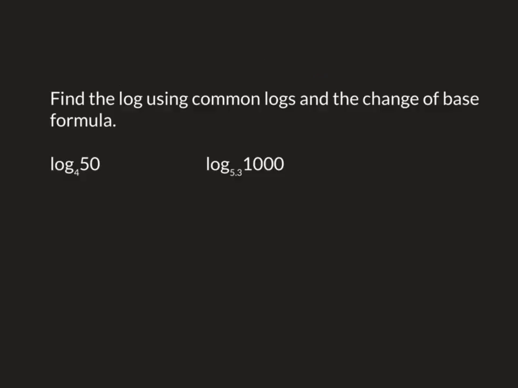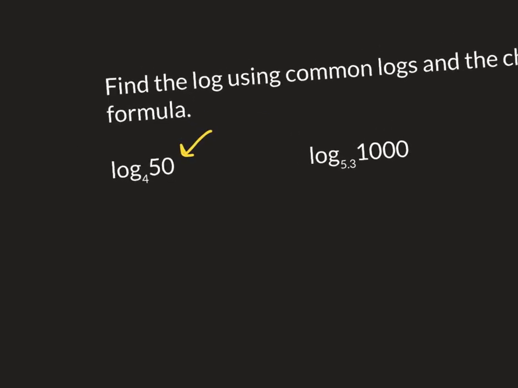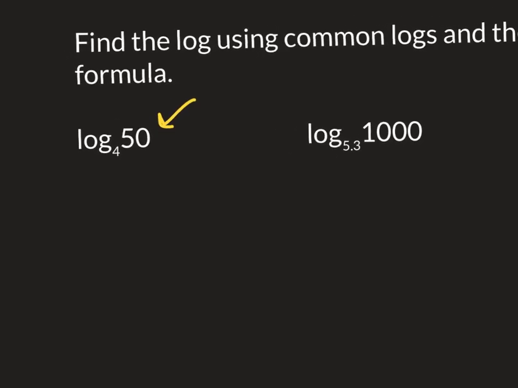So one more slide. All right, last one here. It says find the log using the common logs and change the base formula. Okay, this is a problem right here. Log base 4 of 50. And the reason it's a problem is because when I started the video, I was going like, 4 to some power is 50. All right, 4 to what power? And the answer is there's not one. There's not a power of 4 that would give you 50.